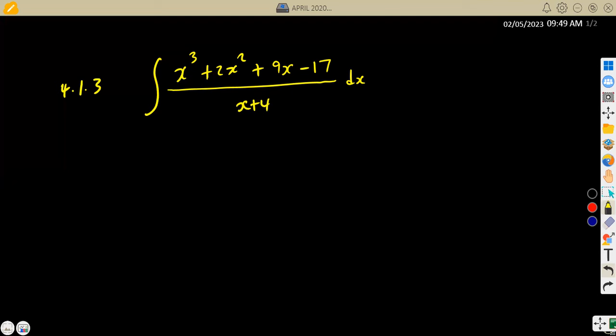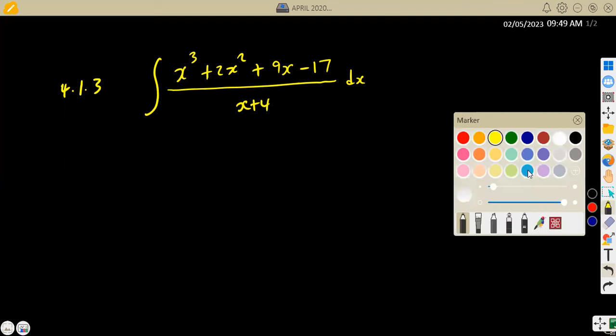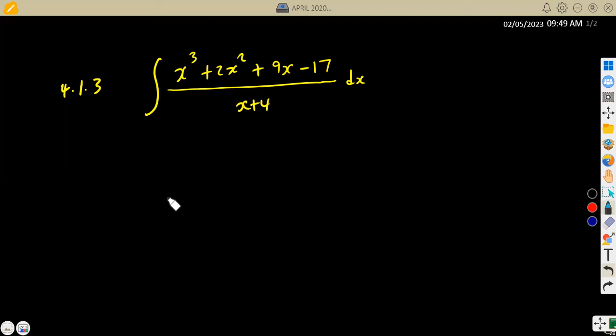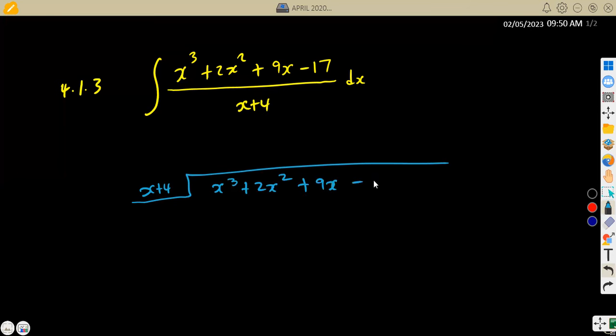Okay, so I hope we are together there on long division. From your mathematics N3, we apply this long division. So you're going to divide x plus 4 into the whole expression of x cubed plus 2x squared plus 9x minus 17.